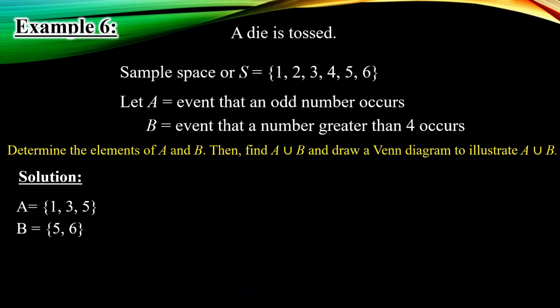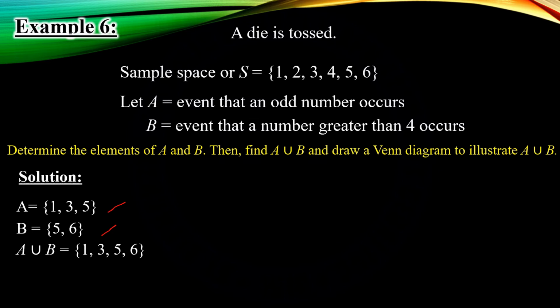And then A union B would contain 1, 3, 5, and 6 because we will consider all elements or outcomes belonging to event A and event B.